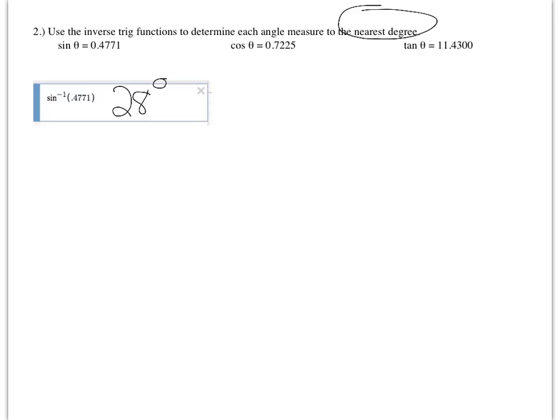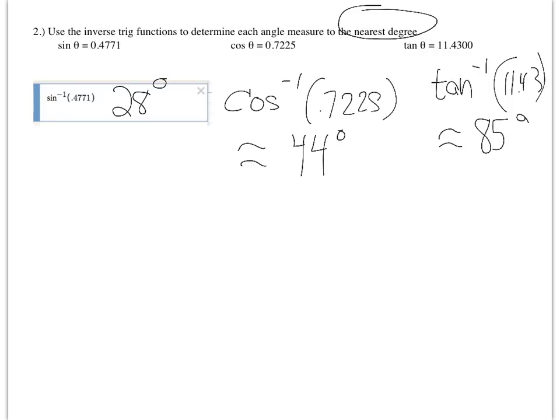All right, go ahead and do the next 2 by yourself, either using the calculator or Desmos. So pause the video, try those 2 by yourself, and check back in a second to see how you did. Okay, so hopefully you got 44 degrees for the cosine and 85 degrees for the one with the tangent.